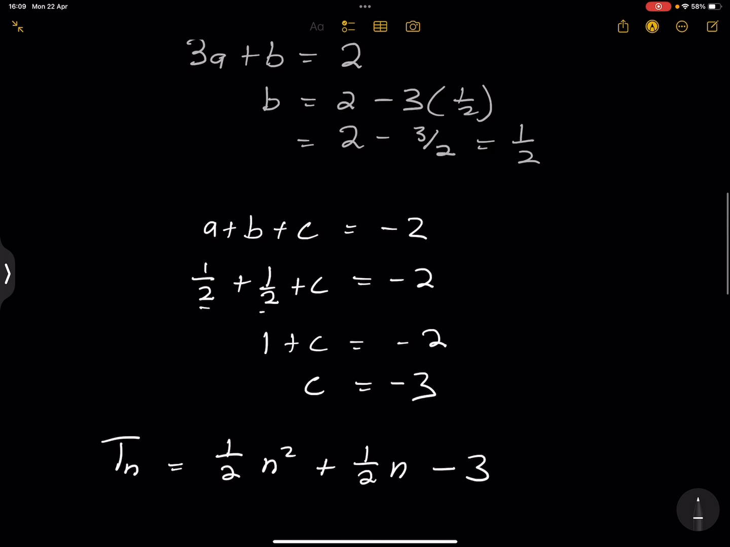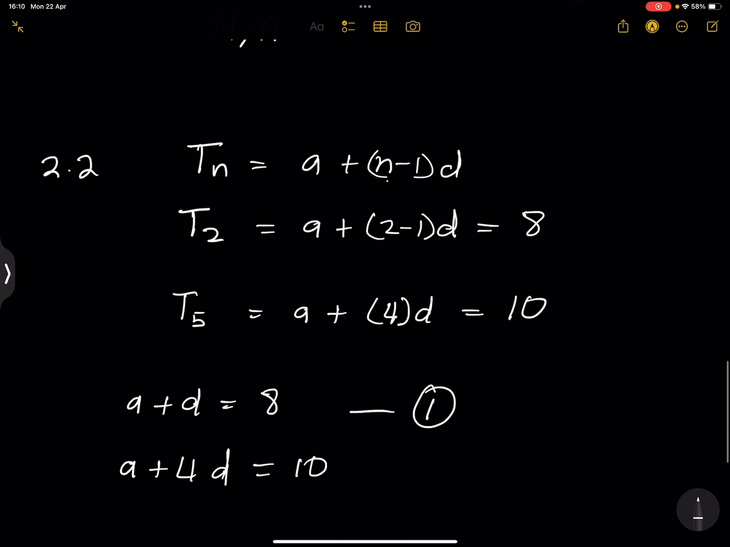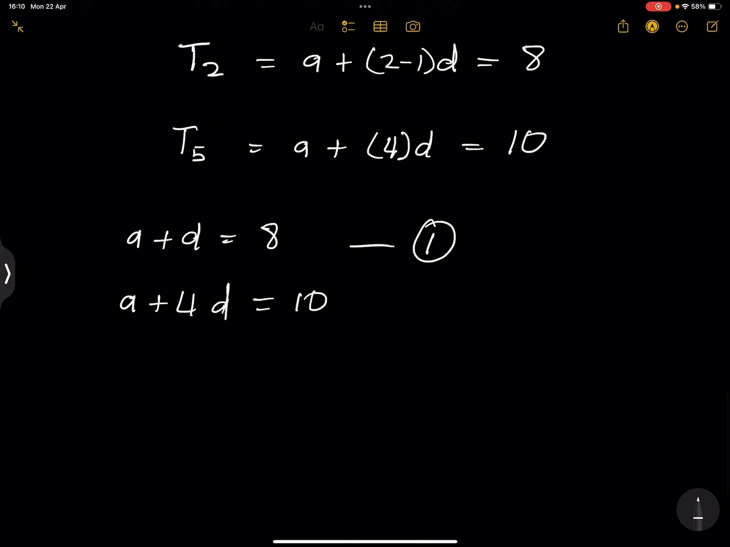So what did they want us to find? They wanted us to find out or determine the common difference of the sequence, right? Now, to get the common difference, I can do this in either one of two ways, right? So let's call this equation 2, right? If I said equation 2 minus equation 1, okay, in this case, that would give me a minus a would be 0, 4d minus d would be 3d, right?